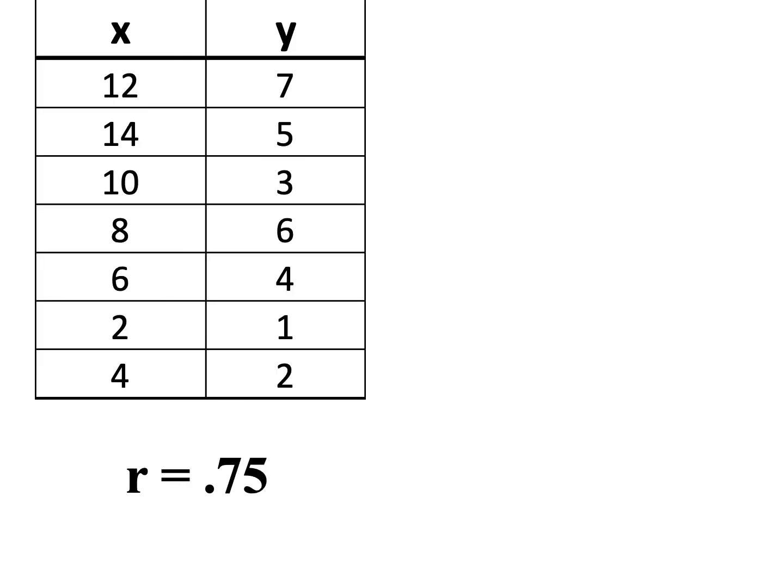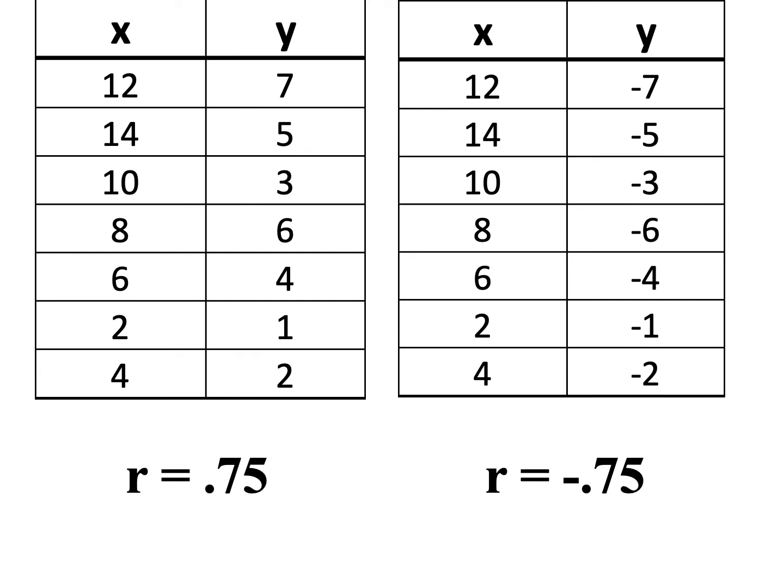Here are the x and y values we started with in the first exercise today. r is equal to 0.75. We call these values old x and y. So now we add a new x and y over here. The new x and y values are the same as the old x and y values except for one difference. The new y values are equal to the old y values multiplied by negative 1.